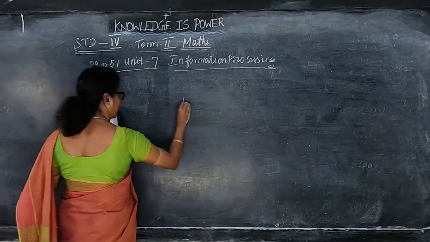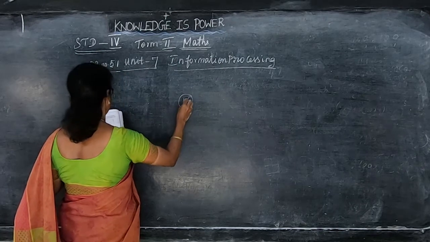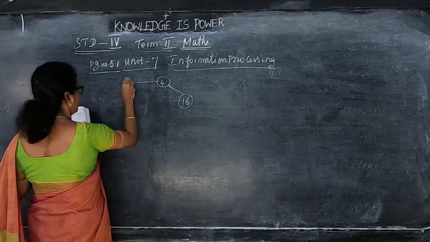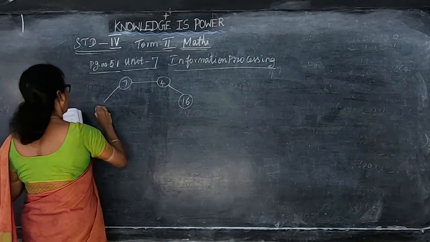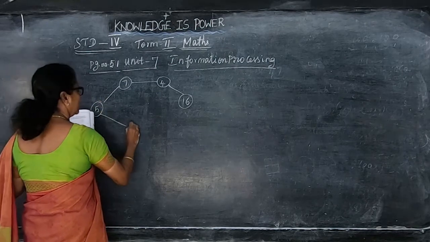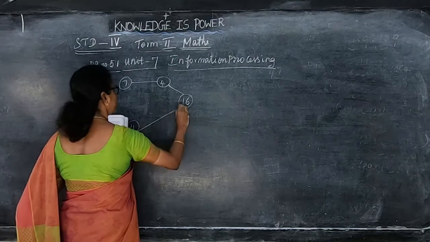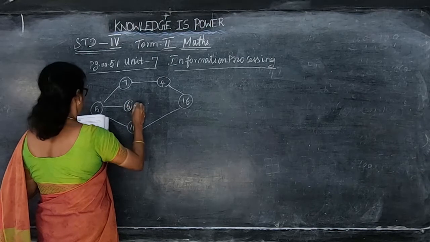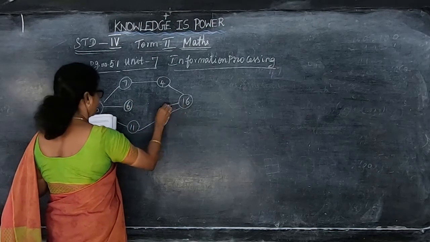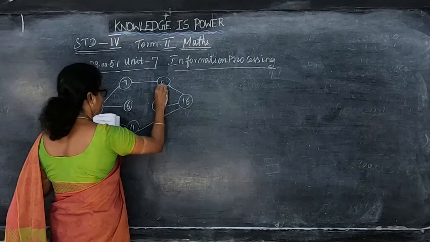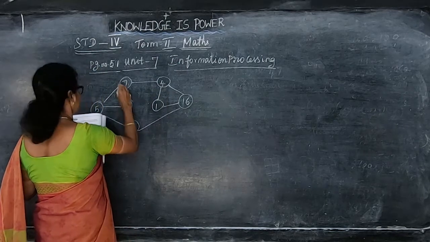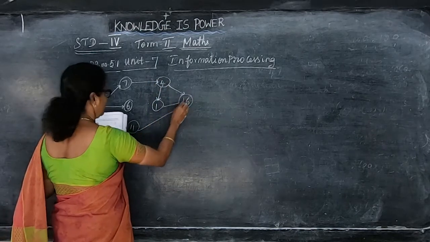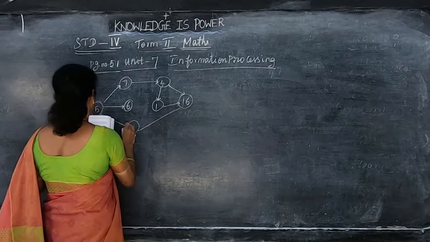In this activity they are given numbers like this. They are given the number 16, and here it is 4 and 7, 5, 11 and 16, and then again 6, and here 1. So they have given the arrow marks like this: 4, 1, 16, 16 and 11 and 6.